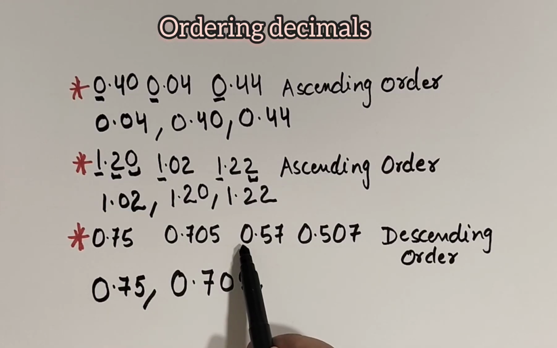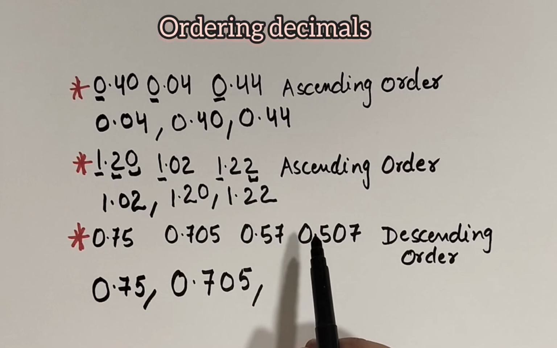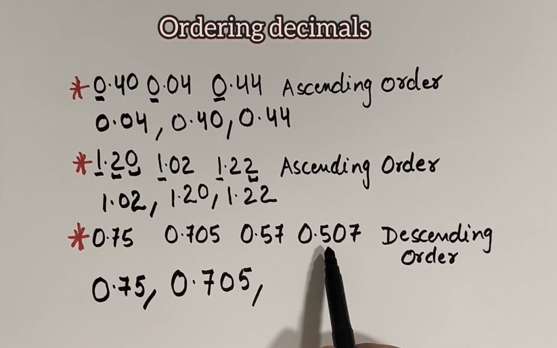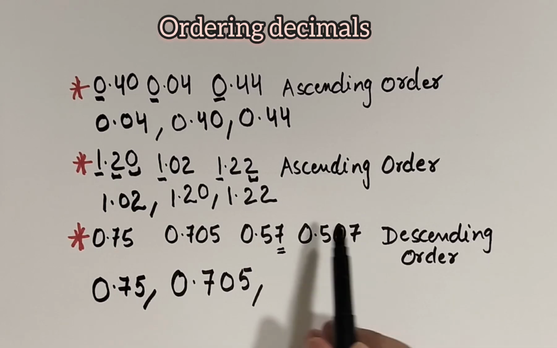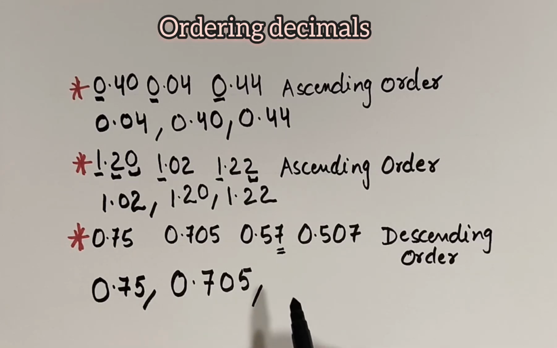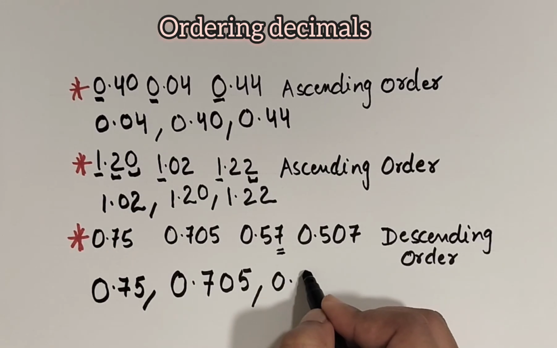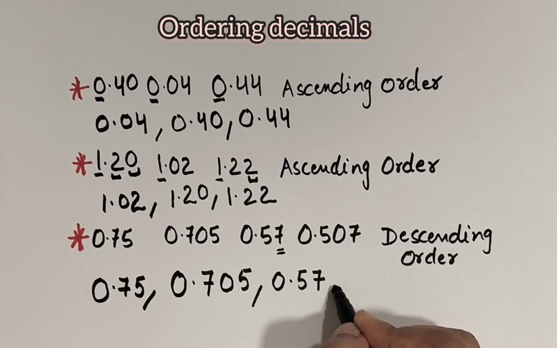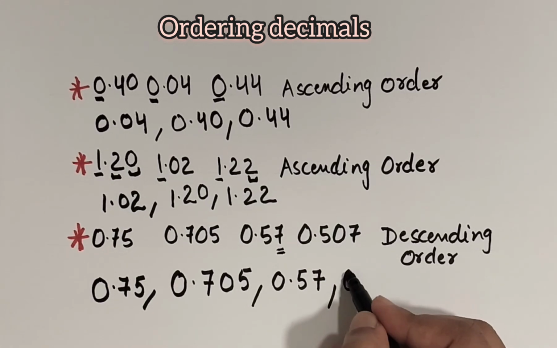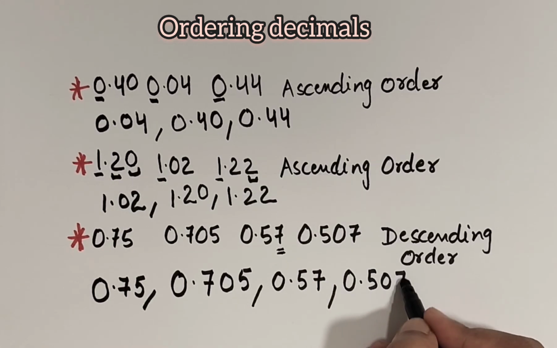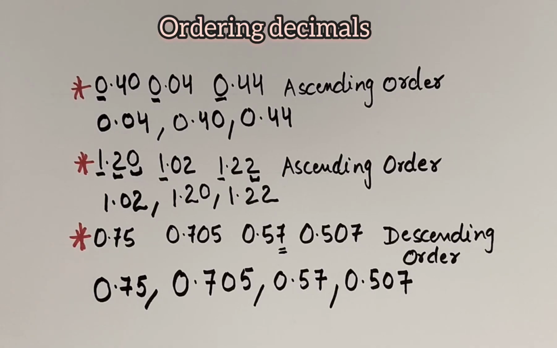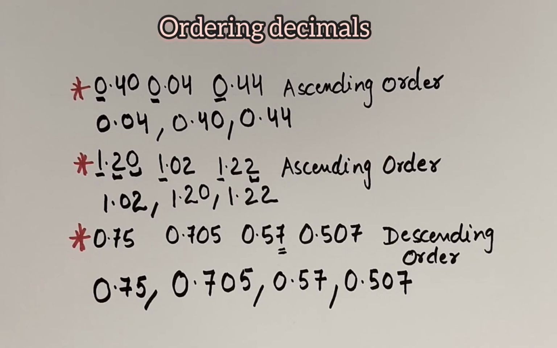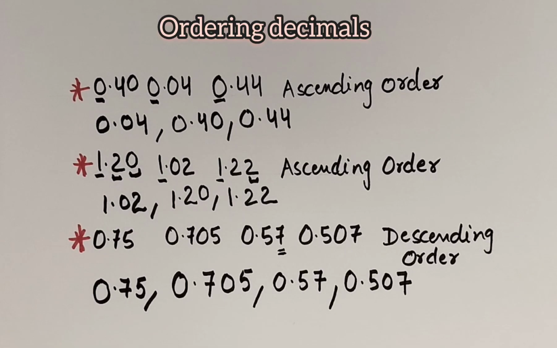Now we need to compare these two, 0.57 and 0.507. Here we have 5, 5 and then 7 and 0. Here we have 7 and here we have 0. So 7 is bigger than 0. So I'll choose 0.57 as the third number. And at last I will write 0.507 because that is the smallest number of all. So this is how we solve decimals in ascending and descending order.